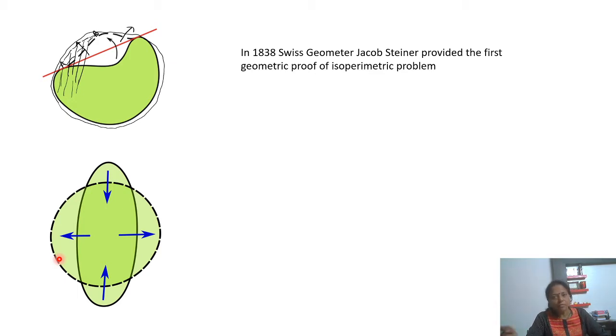Euler in 1744 gave a mathematical method for it with the help of a multiplier. He provided the method where he got the Euler-Lagrange equation, which I told you in my previous lecture.